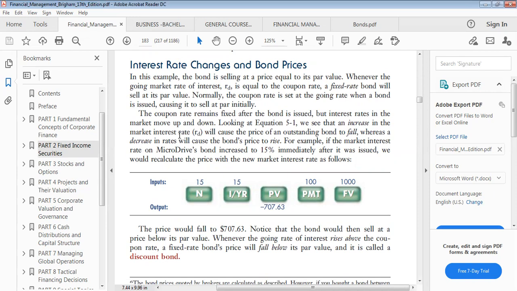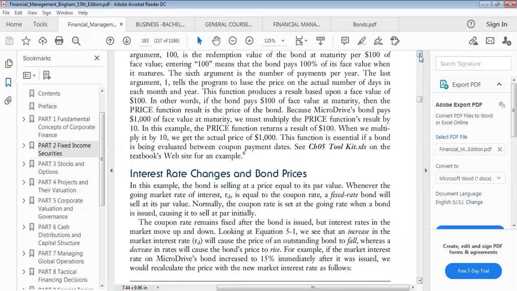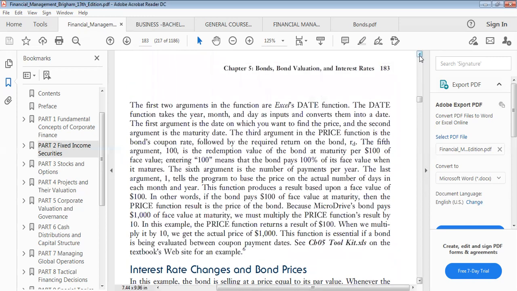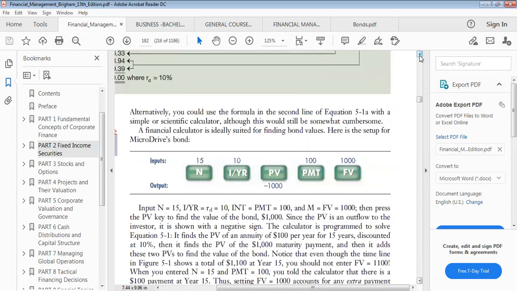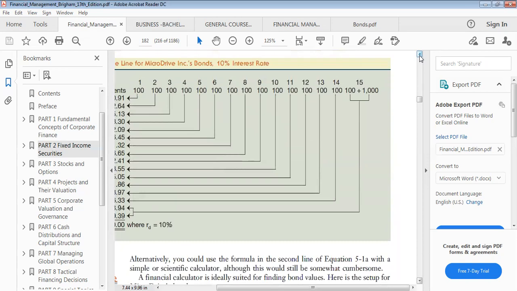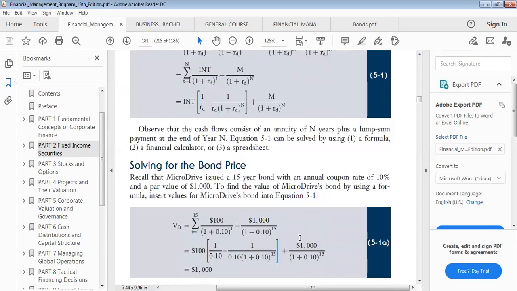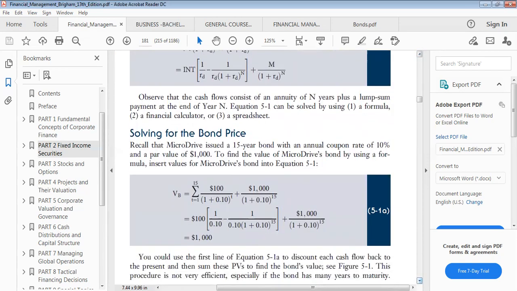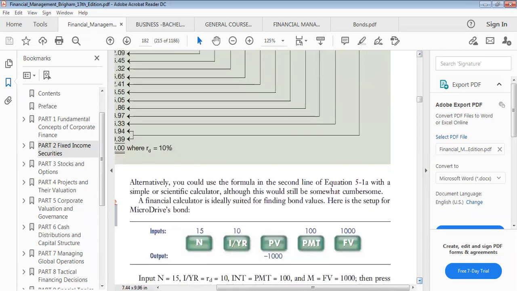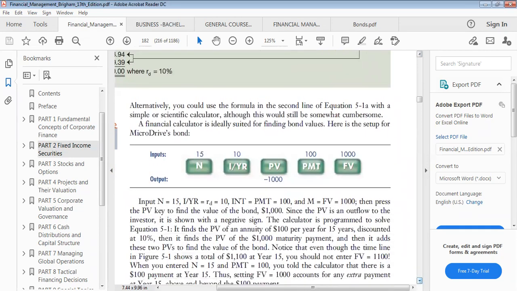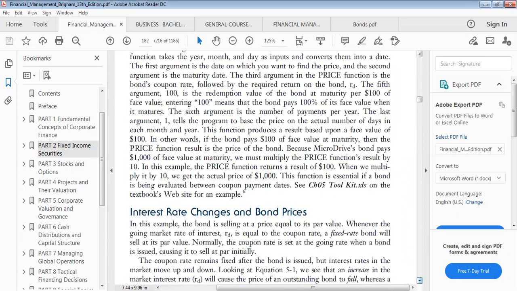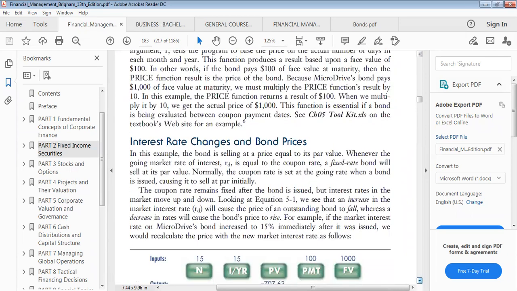The price would fall to $707.63. Remember that the coupon rate was 10%, right? And the bond interest rate was also 10%. The RD was also 10%, right? However, the RD has now moved from 10 to 15%, but the coupon rate, which is constant, remains at 10%. So there is an increase of 5%, right?